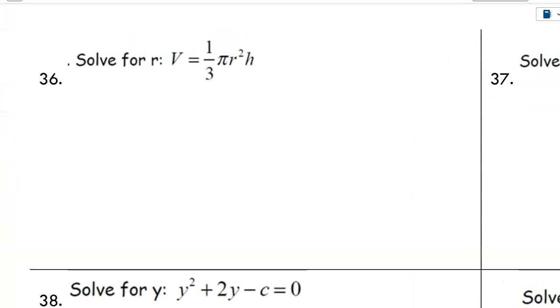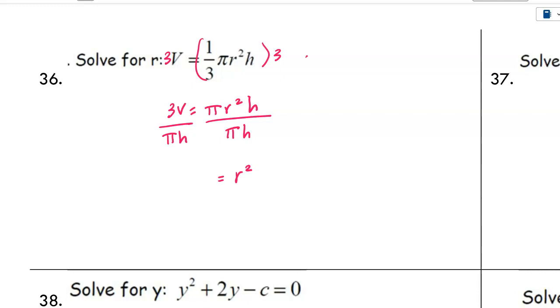Solve for r. This one's pretty straightforward. First, I'm going to multiply this by 3 because I don't like that 1/3. So I get 3v, and that simplifies as pi r squared h. I'm going to divide both sides by pi h. So I get r squared equals 3v over pi h. Now I'm going to square root both sides, plus or minus.